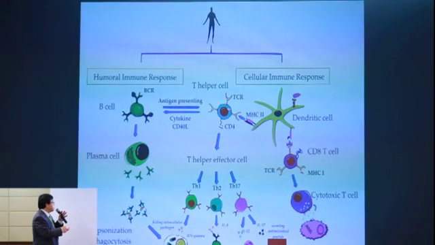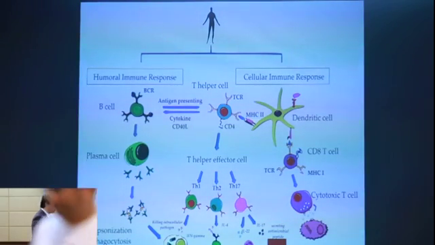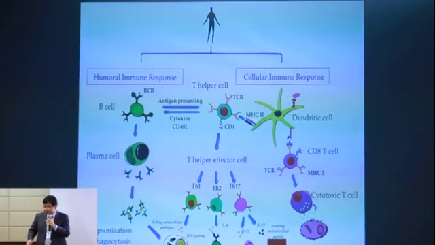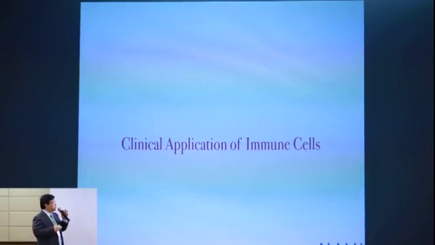And the helper T cells help other cells, because they secrete cytokines like interferon gamma that will stimulate macrophages. IL-4 helps B cells to secrete antibody, and IL-22 and IL-7 help with neutrophil or natural killer cell activation. So when we know the different kinds of immune cells, we can know how to manipulate the immune cells to treat disease.